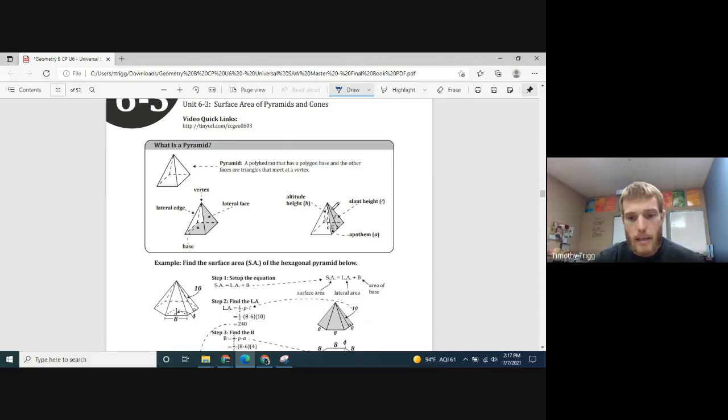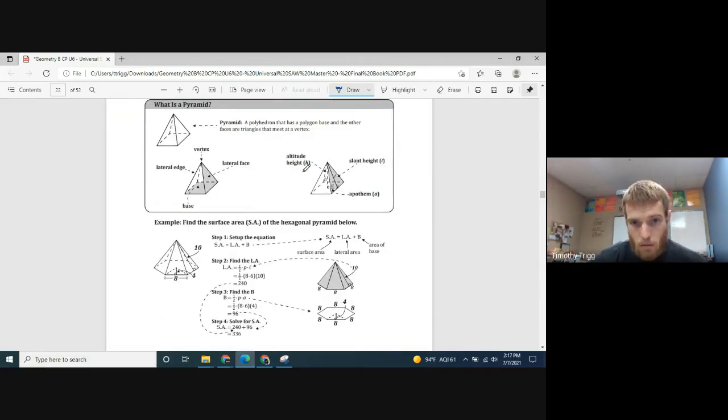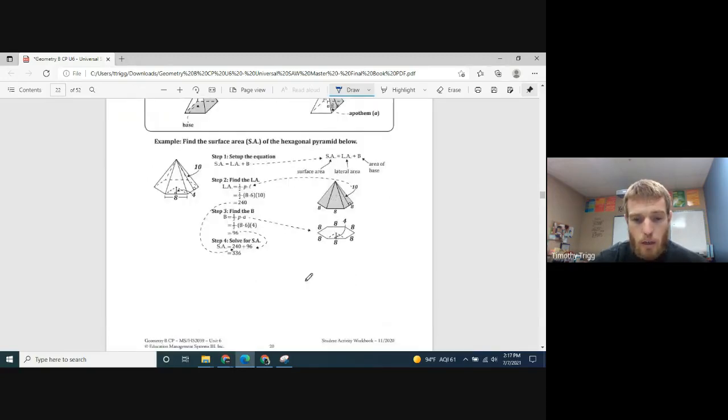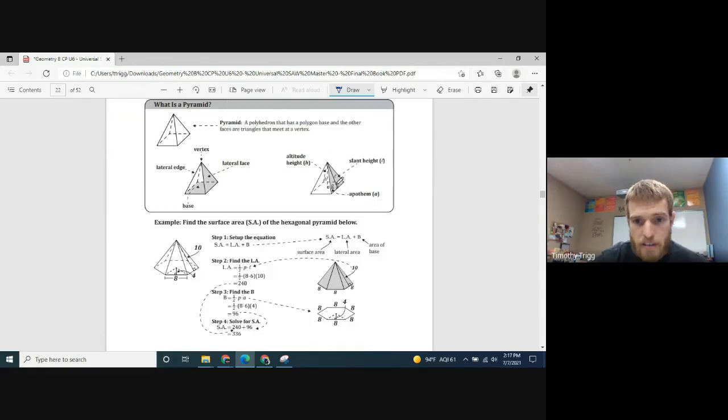Now there are other key things we need to know about this. It might be hard to see, but hopefully you can see it in your workbook on page 20. You have the slant height, which is usually denoted with a lowercase l. We have the apothem, which is denoted with a lowercase a. And then we have the altitude height, that's from the vertex straight down. That's the height of the pyramid, h for height. Now the weird one is the slant height. That's going from the middle of one of the lateral faces up the side of this triangle to the vertex. That's the slant height. That's L.